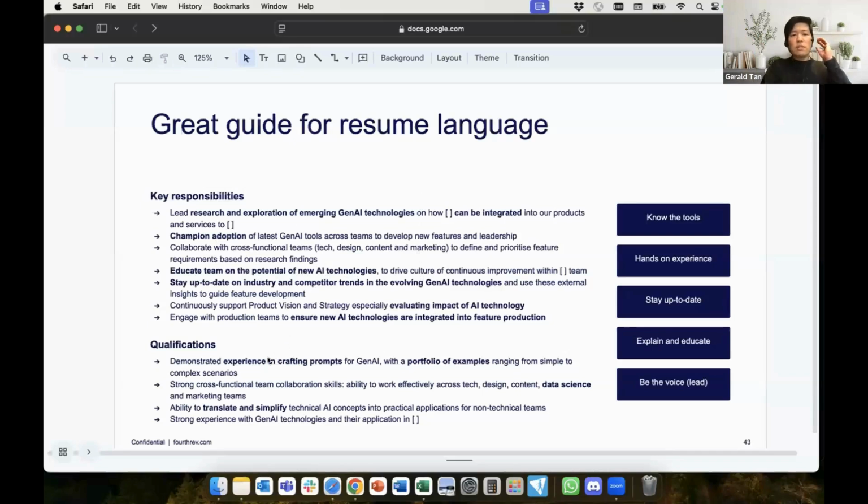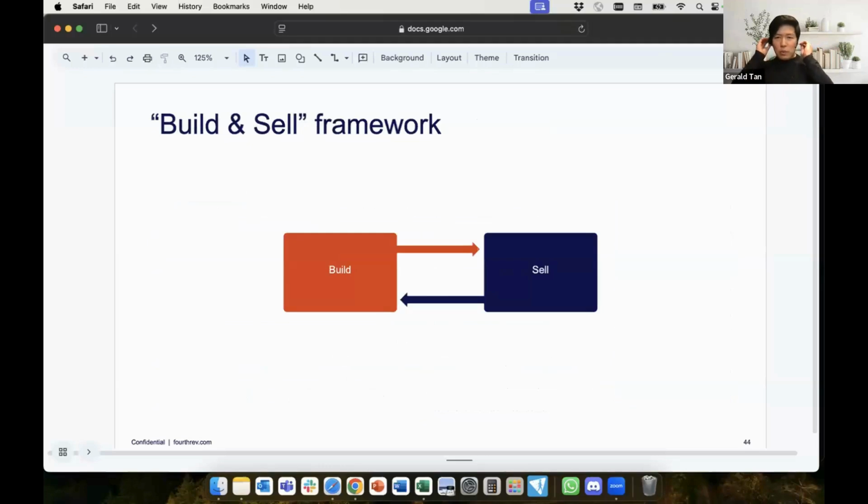And in terms of qualifications, experience in crafting prompts with a portfolio of examples. So you see, once you do, like I showed you how I use AI to draw some graphs, you don't have to do it in a work setting. You can actually just practice on your own. And of course, if you can translate and simplify technical AI concepts into practical applications in your company, it's actually very useful as well. And all of this, if you keep repeating this, you become the voice, a voice in your own company. So the framework I wanted to sell, which is an inspiration from Steve Jobs, is the build and sell framework. Now, as PMs, we always think of the build.